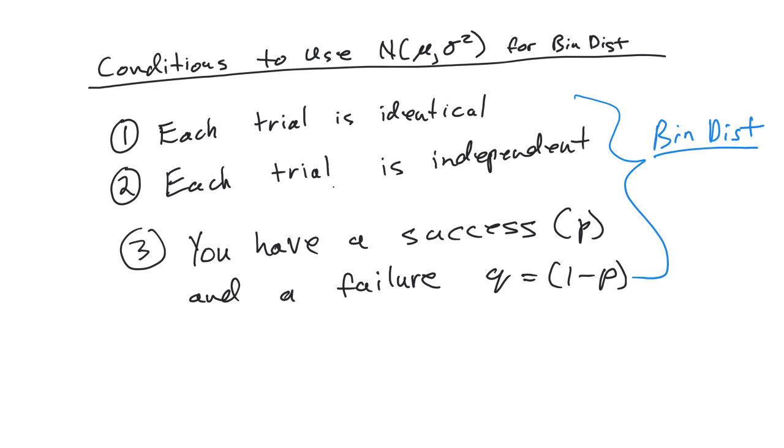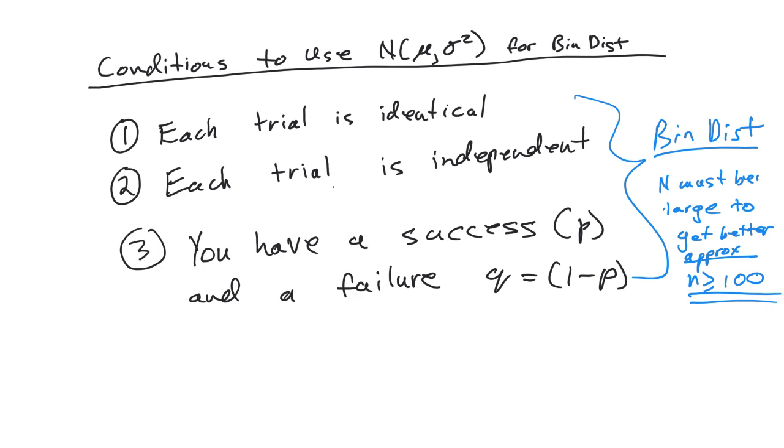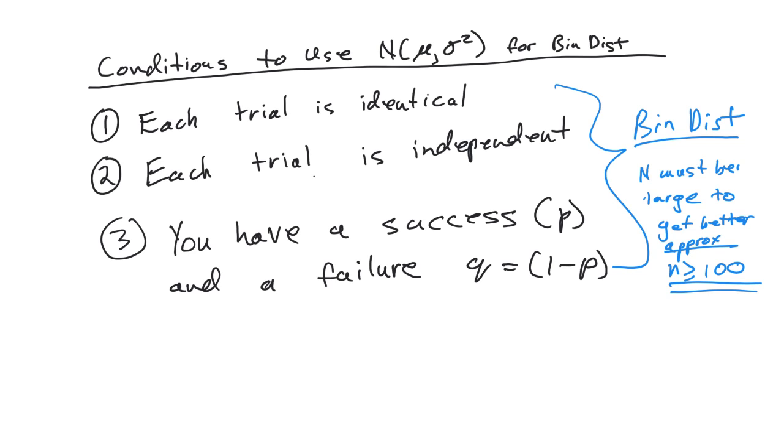But the binomial distribution is represented by the normal distribution. And in this case, I want you to add the fact that n must be large, large in order to get better approximations. Now, n in this case, to get a really good approximation, n needs to be bigger than 100 trials. So now I want to give you some consequences of this.